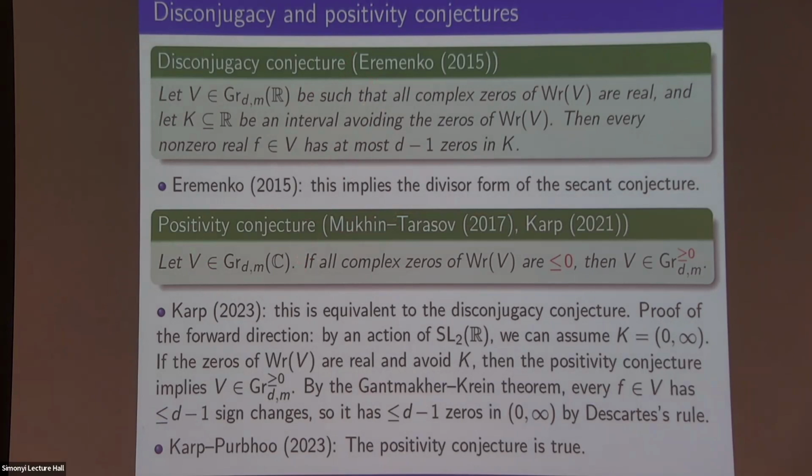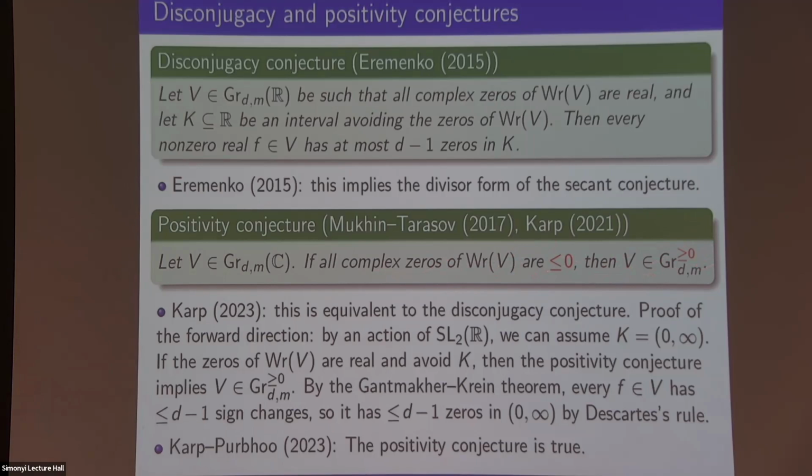It turns out that in all this stuff, there's an action of SL2R, which commutes with everything, or is compatible with everything. Using this action of SL2, I can turn my interval K into the positive real line from 0 to infinity. So what that's saying is that I'm assuming all the zeros of the Wronskian are real and the positive real line has no zeros. In other words, all the zeros of the Wronskian are real and non-positive. And then the positivity conjecture tells me that in that case, V is totally non-negative.